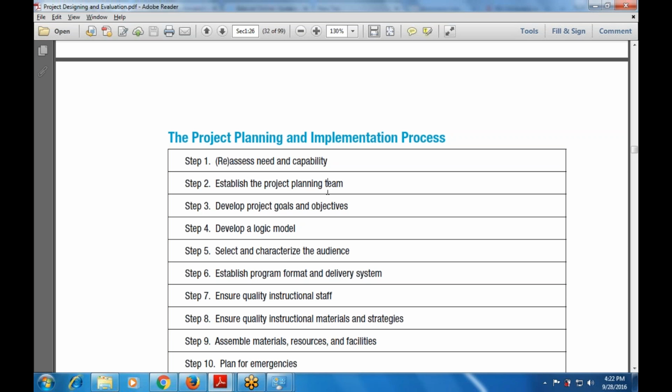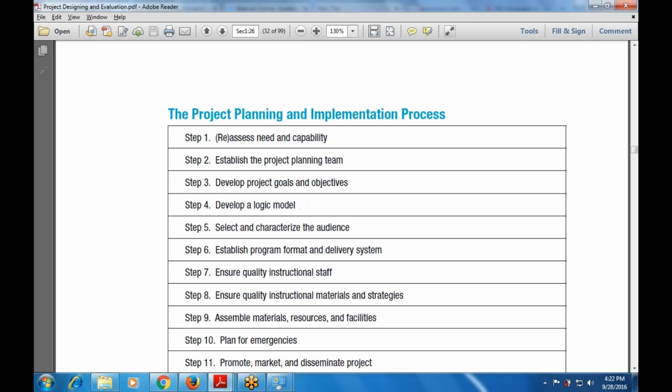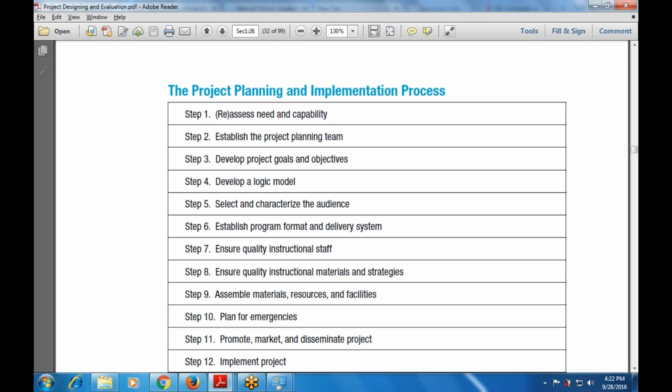Whatever the logic model that is established, then select and characterize the audience. Whatever the audience selection, whatever the attributes that must be selected, that must go into detail for the audience scenario. Then establish the program format and delivery system. Whatever the program format that must be available, that must be used for the delivery systems. So we should establish the program format and also the delivery system.